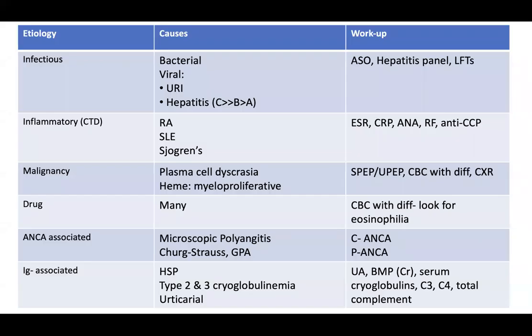This is a nice reminder of the types of workup you might want to do if you're suspecting an etiology that's leading to vasculitis. So think about infectious. You want to rule out bacterial, viral causes, upper respiratory infections, hepatitis. Typically, hepatitis C is more commonly associated with vasculitides compared to hepatitis B and A. So you'll want to get an ASO to rule out strep. You'll want to get a hepatitis panel. Liver function tests when you're thinking about hepatitis leading to vasculitis.